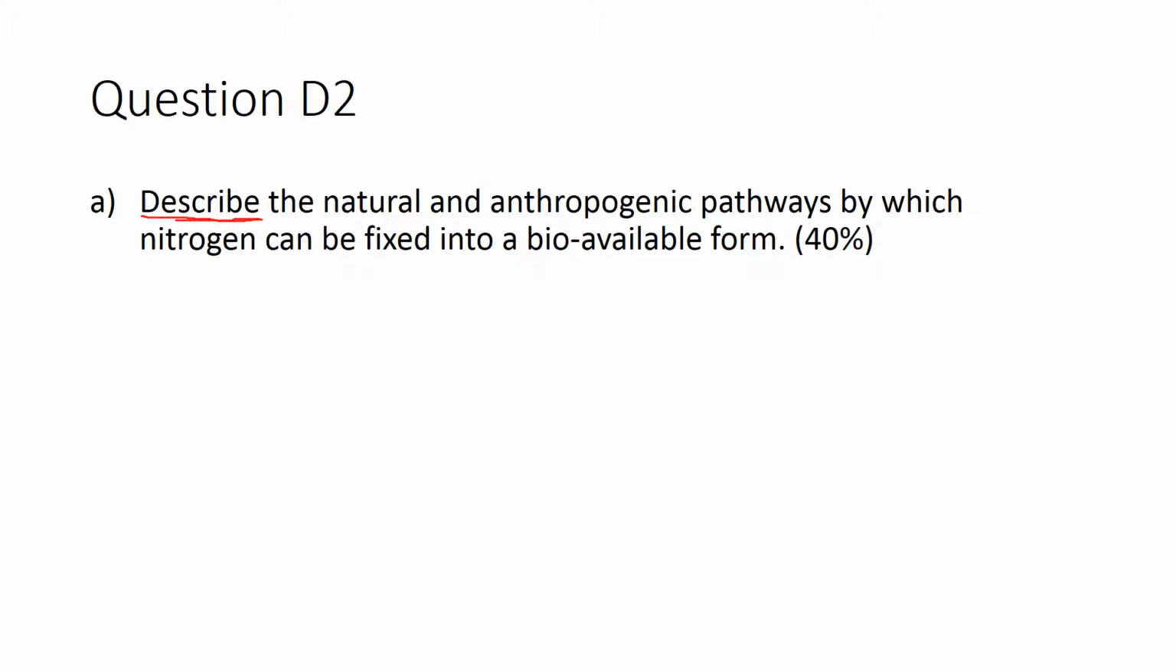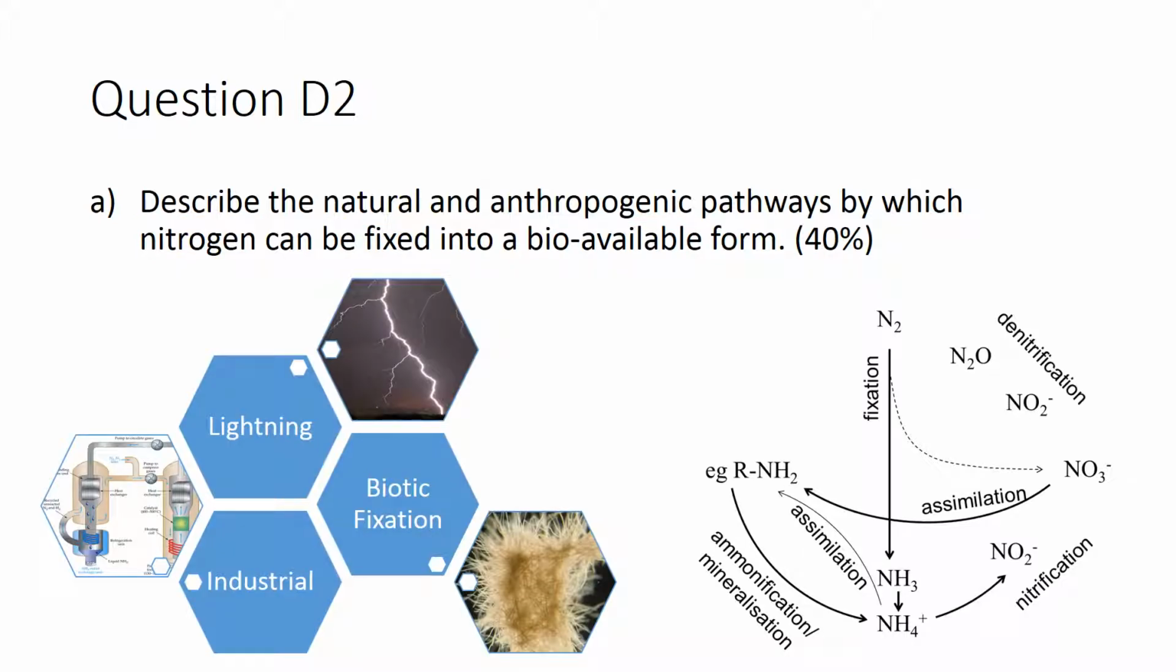Okay, so the key thing to look at in this question is this first word here. So the first word is describe. Okay, so this means that we're not just looking for a list of things. We want you to actually write something a little bit more substantial, and that's reflected in the mark over here. Okay, so we want natural and anthropogenic ways which nitrogen can be fixed.